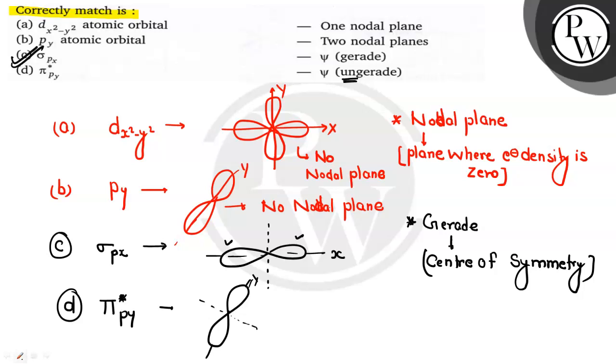So the only correct option for this question is option number C, which is sigma px is a gerade compound, which is basically we consider the center of symmetry. So the correct option is number C. I hope you understood it well.